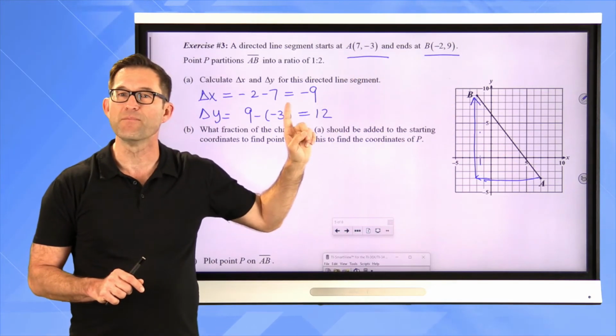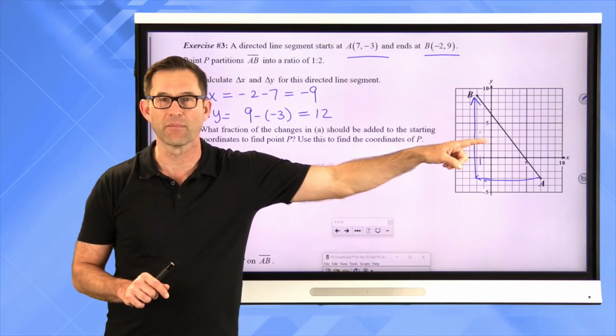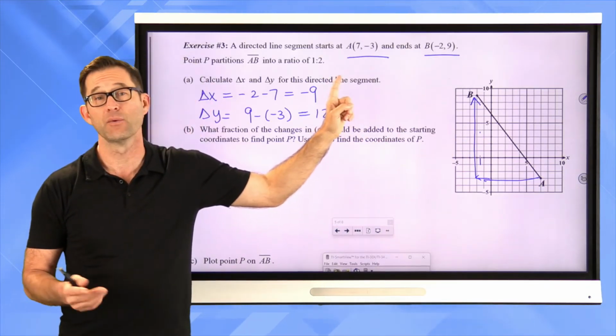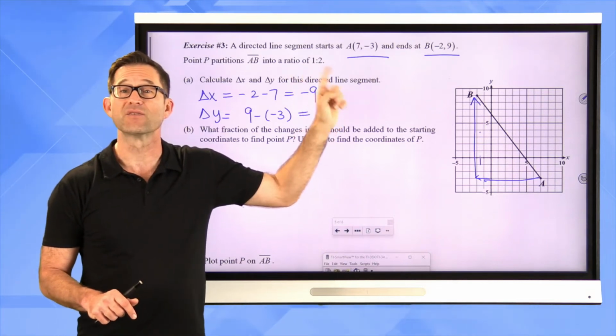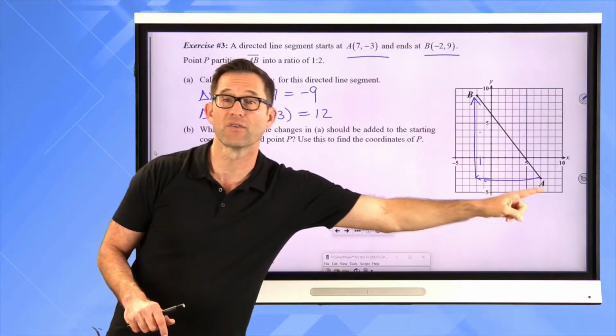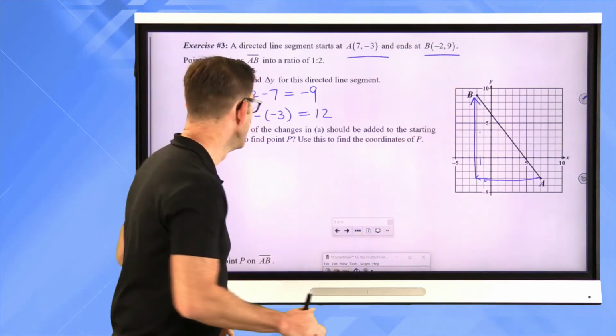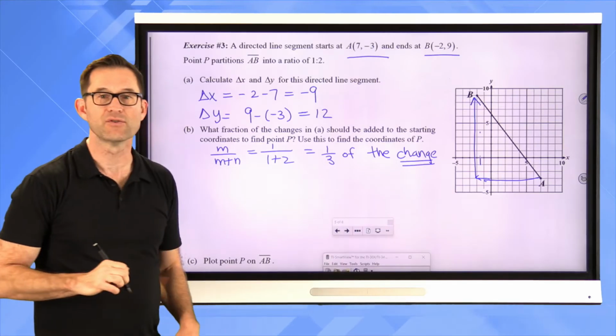But that means that wherever P is, it's 1/3 of the way along the segment. Not 1/2 of the way, then it would just be at the midpoint. It's 1/3 of the way, because it's 1 part to 2 parts, so it must be 1 part to 3 parts overall. So the m over m plus n is 1 over 1 plus 2, or 1/3 of the change. 1/3 of the change. Okay?